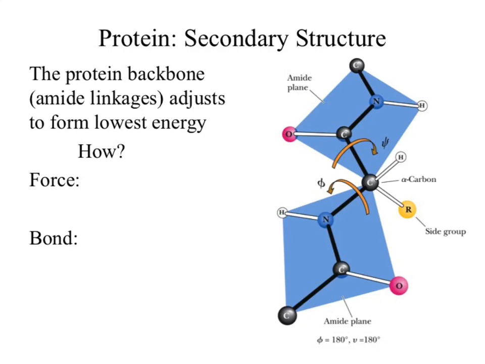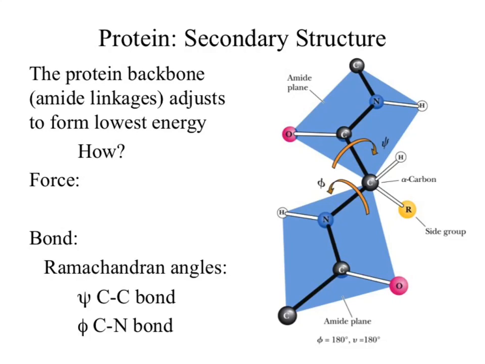So our forces, we're primarily looking at hydrogen bonding. Those bond angles are referred to as our psi and phi. They're called the Ramachandran angles, named after the guy that first found them.